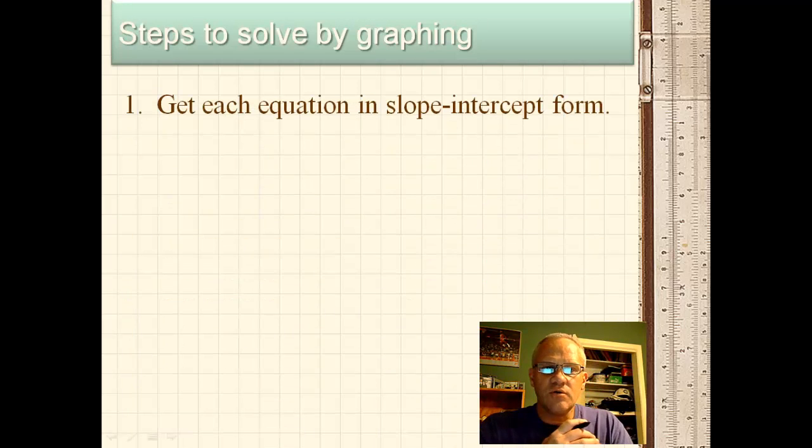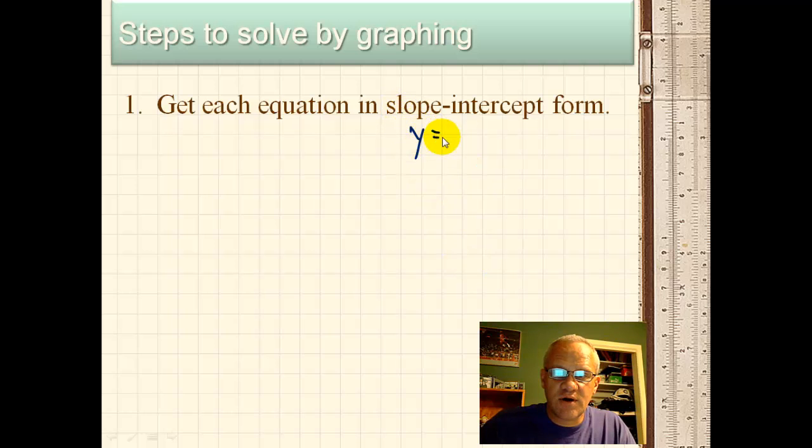So how are we going to do this? Here are the steps. Pretty simple. First of all, just get each equation into slope-intercept form. If you remember, that's y equals mx plus b. So we want to get into that form.